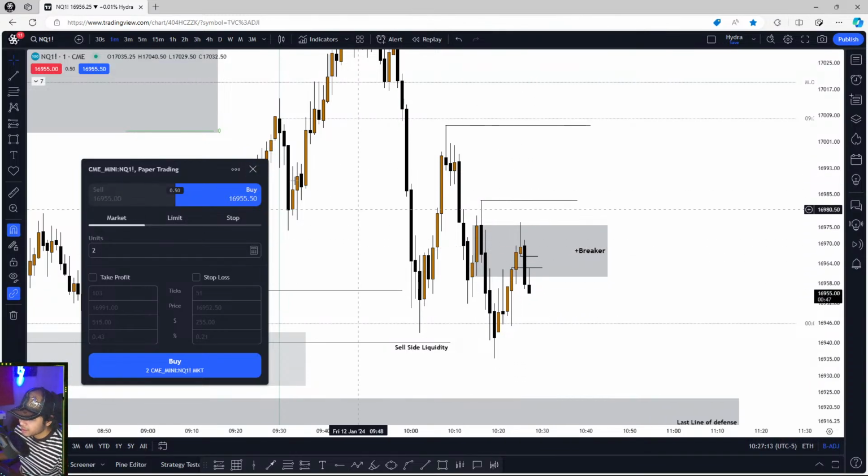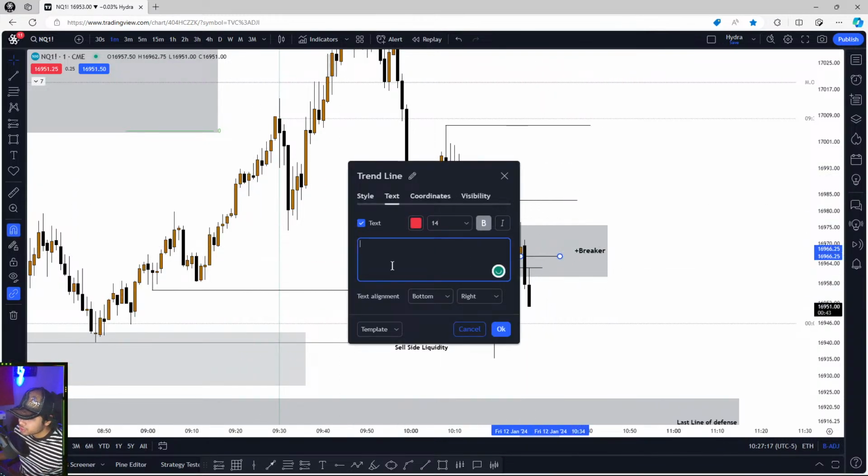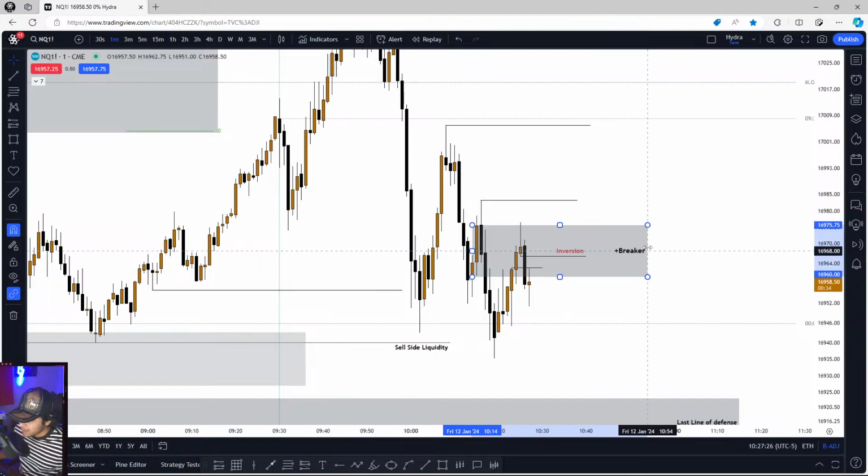So see, that's what I told you guys, that I'm gonna wait for this fair value gap to show me what direction it wants to go. Now see, because of this reading skill, it saves me from the losses that I could have taken.